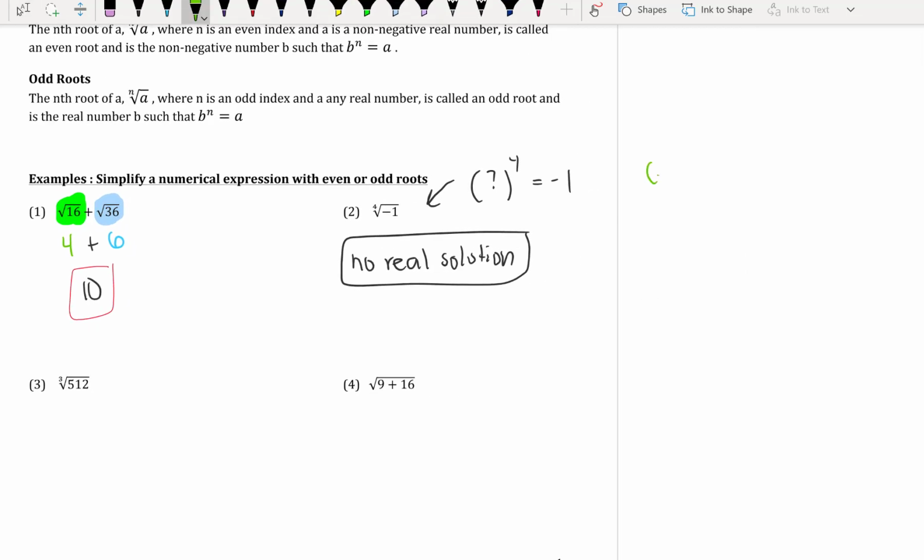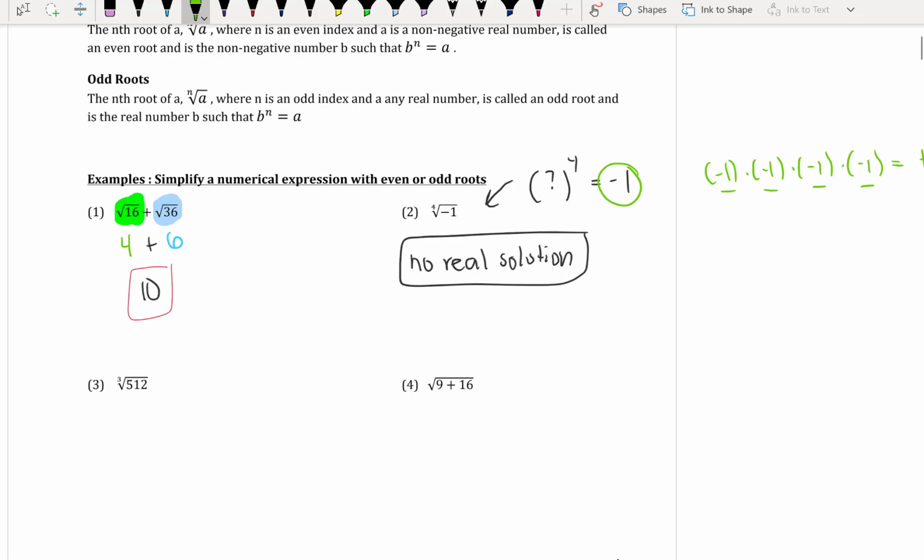Well, if I did negative 1 times negative 1 times negative 1 times negative 1, I have 1, 2, 3, 4 negatives, which would end up becoming a positive 1. But we need this to be a negative 1. Therefore, nothing would have worked to get that negative 1, so we say no real solution.